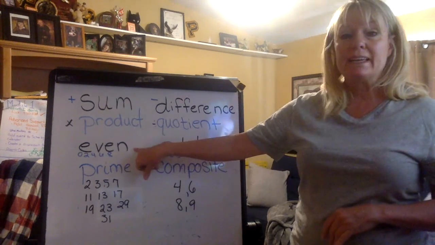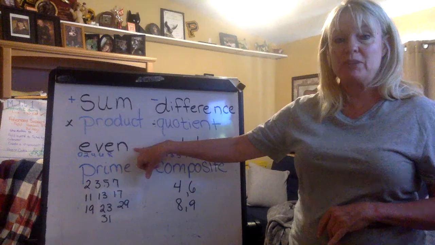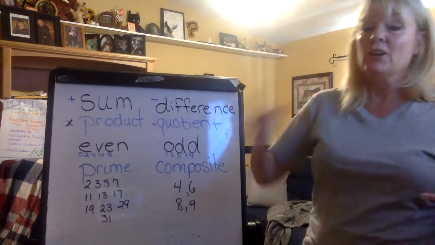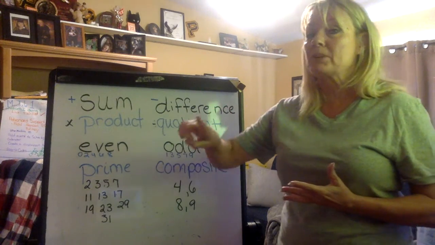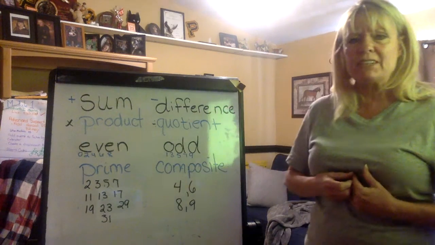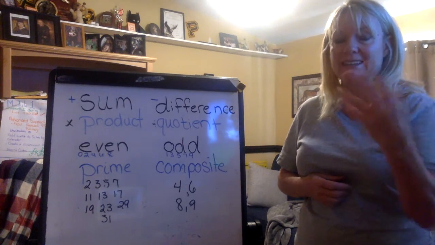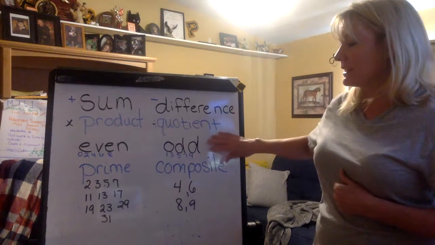Say the word even. Say it with me. If the last digit's even, the whole number's even. Give me the even digits. 0, 2, 4, 6, 8. Awesome. Let's go to the next word.